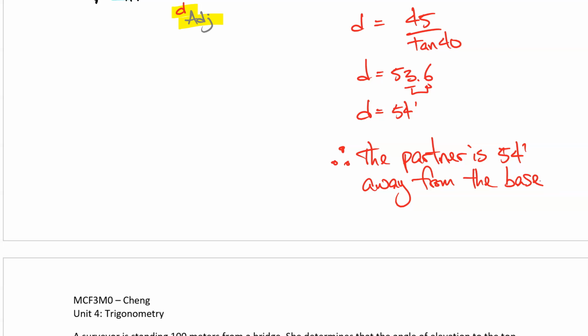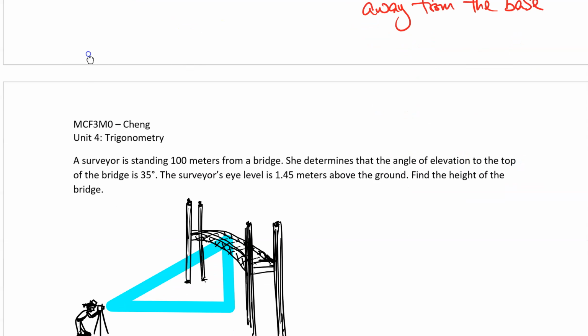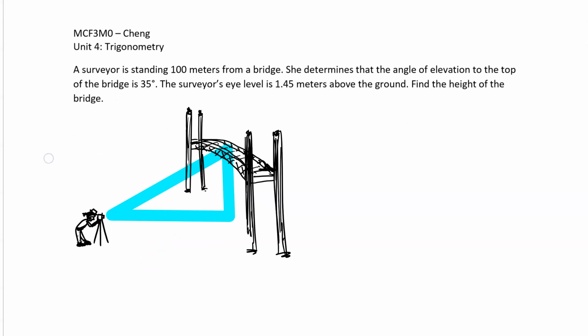All right, we got one more question to do, and we're making pretty good time. A surveyor is standing 100 meters from a bridge. She determines that the angle of elevation to the top of the bridge is 35 degrees. The surveyor's eye level is 1.45 meters above the ground. Find the height of the bridge.